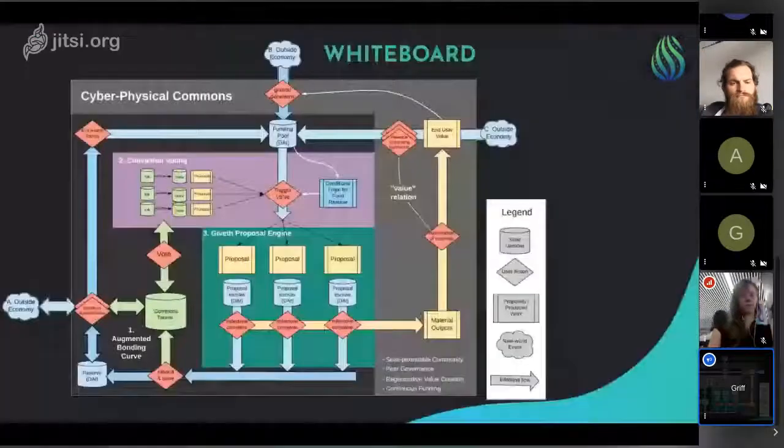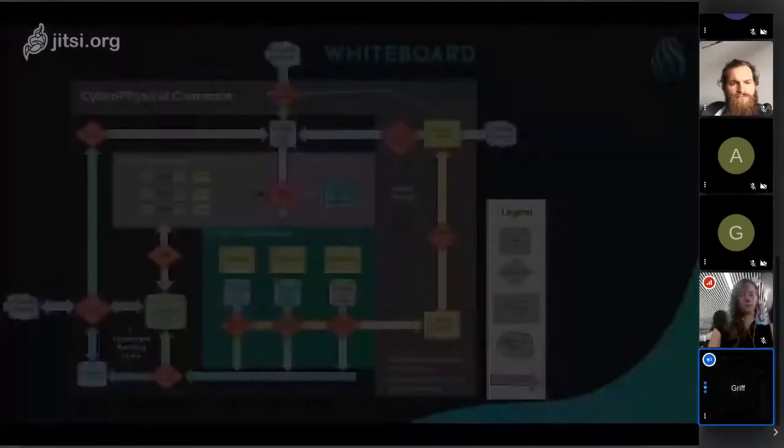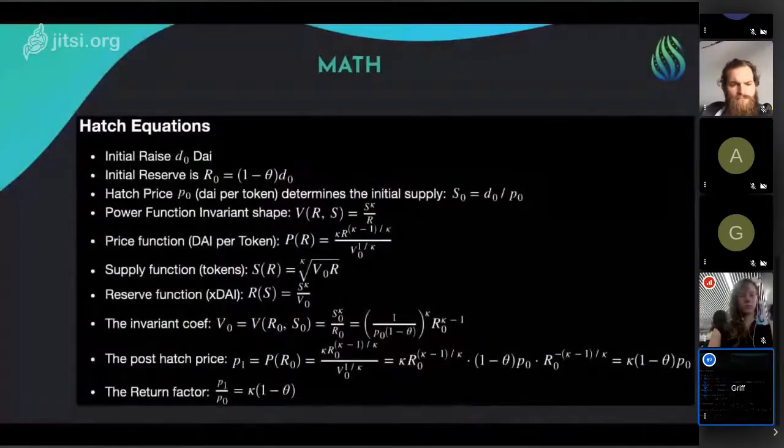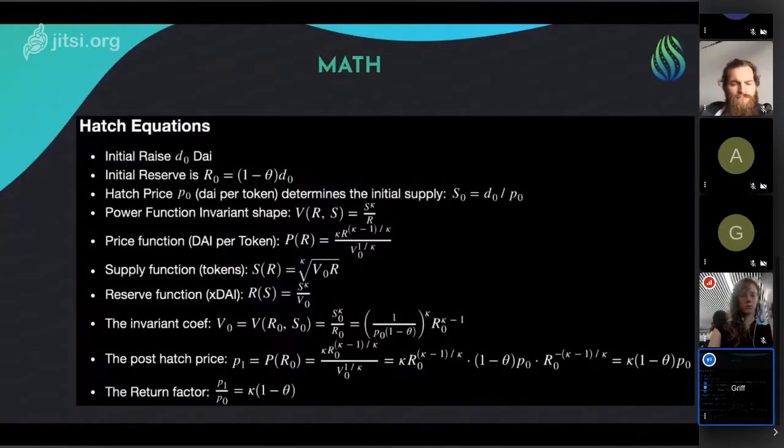So this is our full system. This is the math for just the hatch of our system. It's a little more complicated than it says because it's also integrating the initiation of the bonding curve. And you can see, I just want to pull out the power function invariant shape. This equation is a constant. V of R_S is just a large number, a constant, that represents the ratio between the token supply and the amount of funds in the reserve.